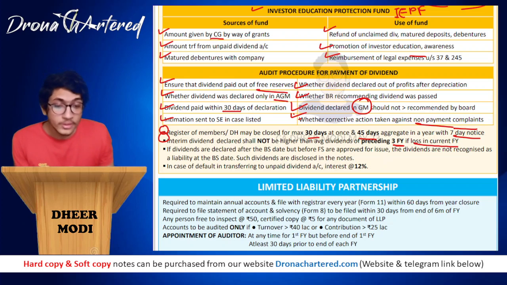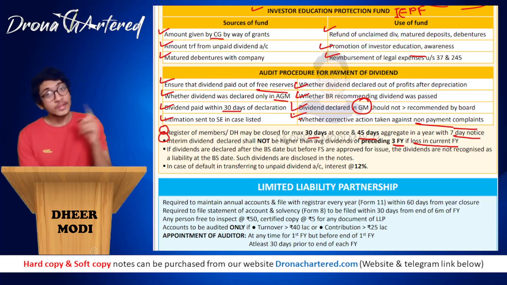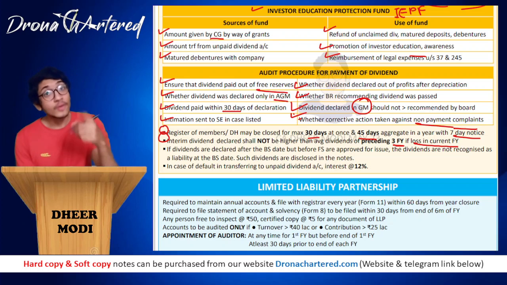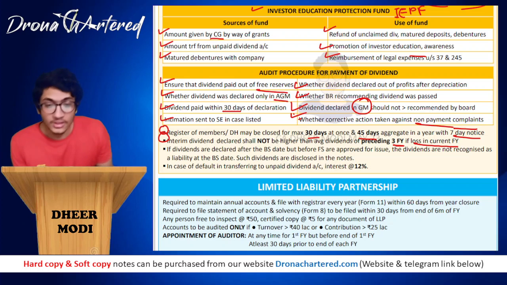If there is a loss in the current financial year, only and only if there is a loss in the current financial year and you are giving an interim dividend, then it should not be greater than the average of the dividend of the 3 previous financial years.